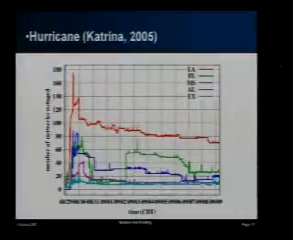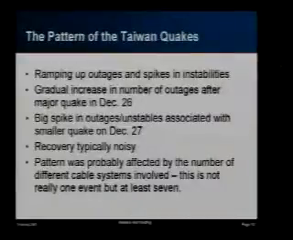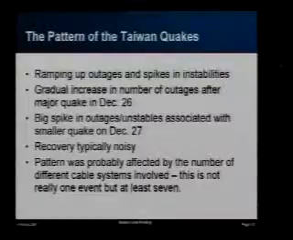And here you see the long tail. In fact, some of the recovery from Katrina probably will never be done. It's hard to say for an event of that scope when you're done recovering and when you're living in a newly degraded state. The pattern for the Taiwan quakes was completely different and really interesting to us.